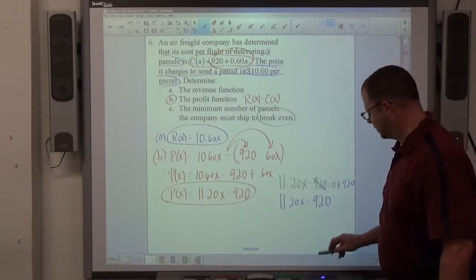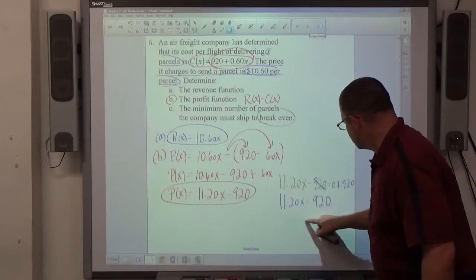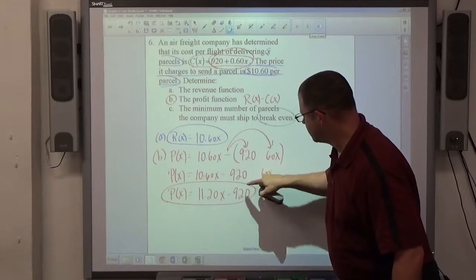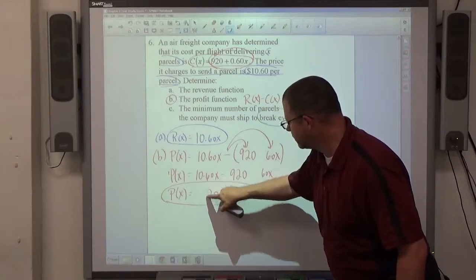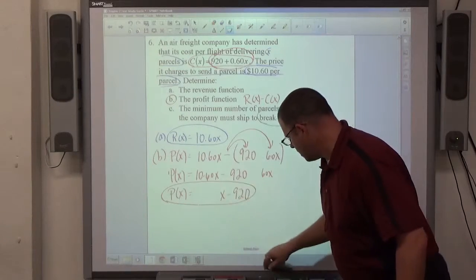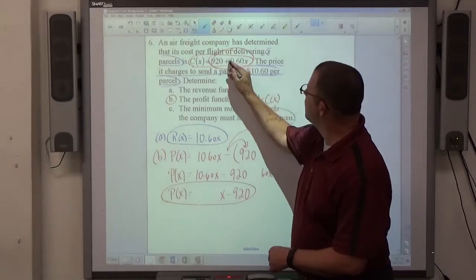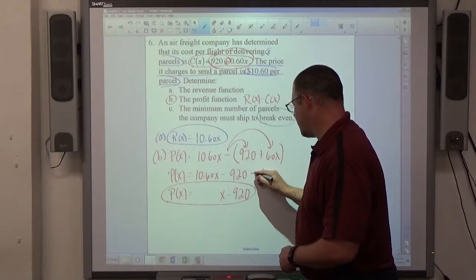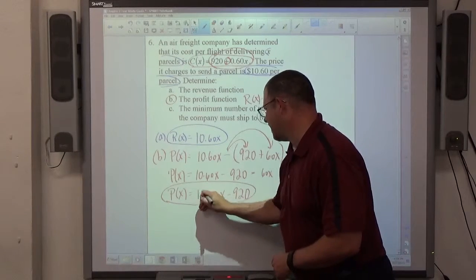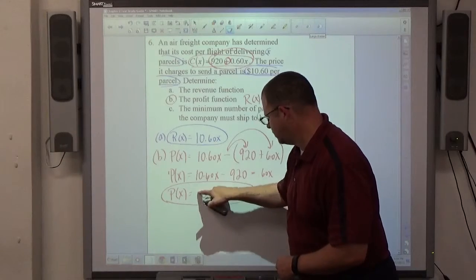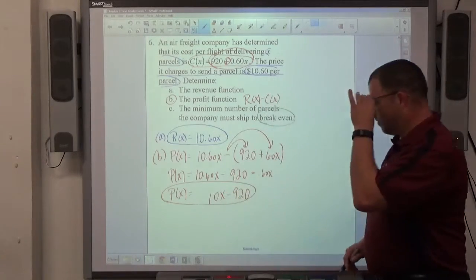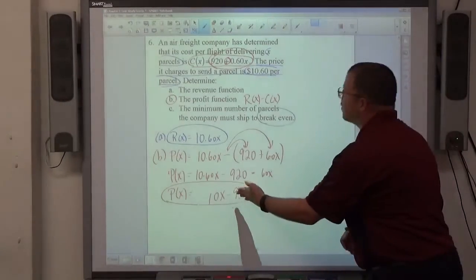Oh, you know what? Dang it. Should have found that sooner. Let's go back in time. I missed that. So that's a plus sign there, which makes it a minus sign here, which makes it $10 X. Much nicer answer, actually. All right, so that's my profit function, 10x minus 920.